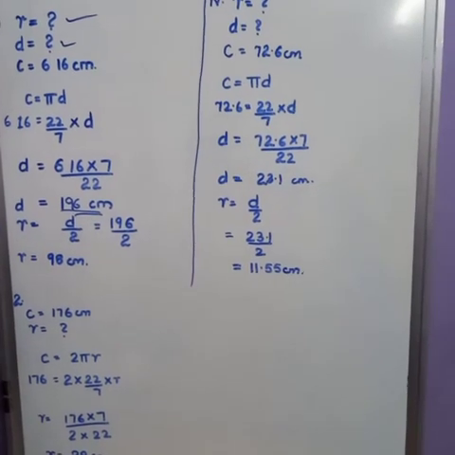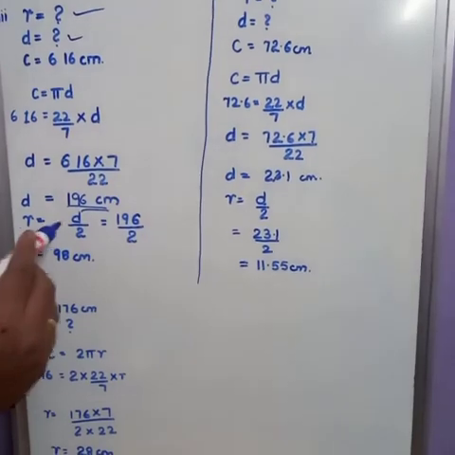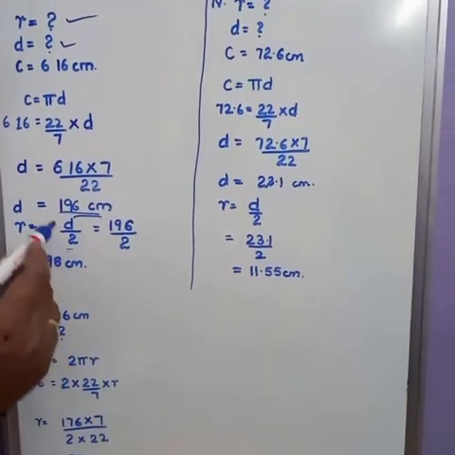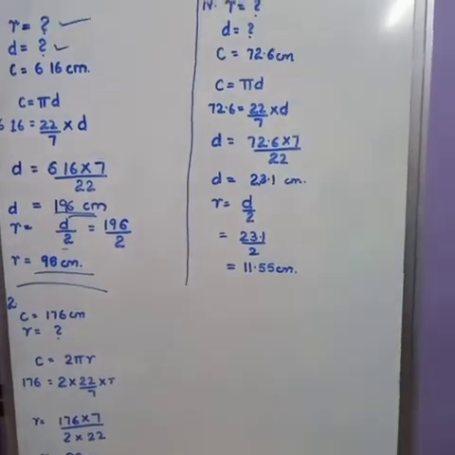We need to find the radius. So what's the formula for that? Diameter upon 2. So what's our diameter? 196 upon 2. That comes to 98.